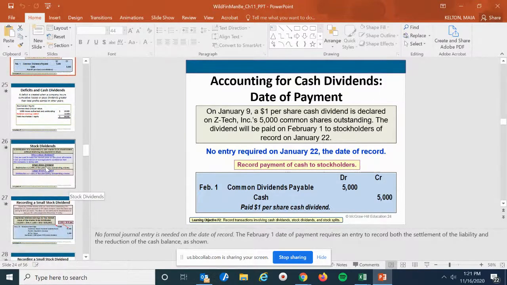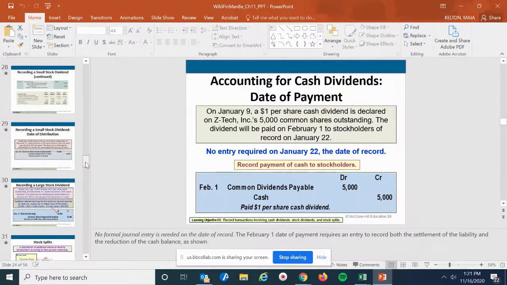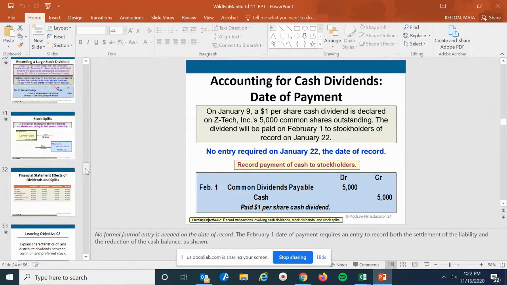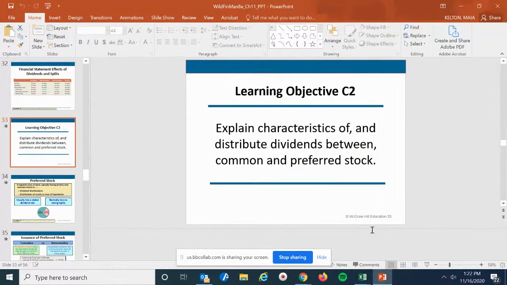There are a couple of different types of stock, right? There's common stock and preferred stock. So the dividends work a little bit differently for those two types of stock. One of the things that I was going to tell you, you will not be responsible for stock dividends or small stock or large stock dividends. You will, however, be responsible for stock splits. What you will be responsible for starts on slide 33.